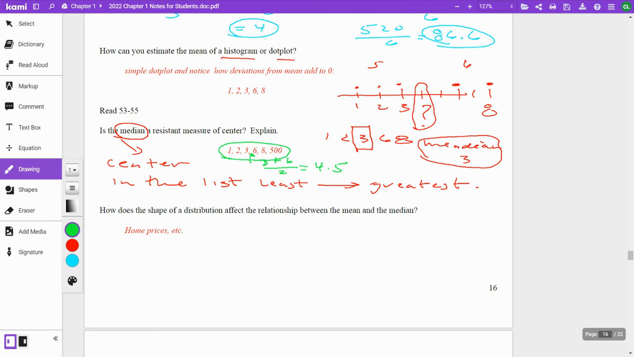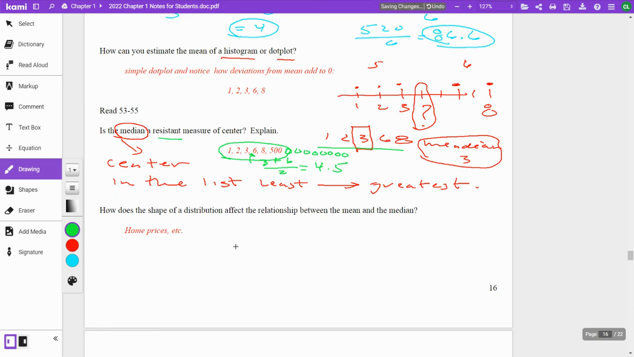Got it? So I got a 5-number set over here. The median's 3. I added 500 here. My median's 4.5. It moved just a tiny bit. I'm going to add this number. Instead of 500, we're going to add 500 gazillion. I don't even know if that's a gazillion. Guess what? My median doesn't change. It is still 4.5. So now, does median resist change?